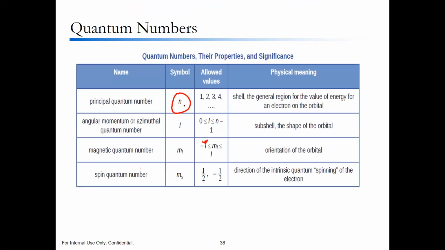So what n tells us is what shell we are in, how far we are away from the center. L is going to tell us the shape of that orbital. What is an orbital again? Anyone remember? It's the region where there is the highest probability to find the electron. Yep, probability of finding the electron. So it's going to have a shape. We're going to draw a shape. What the heck does that mean?